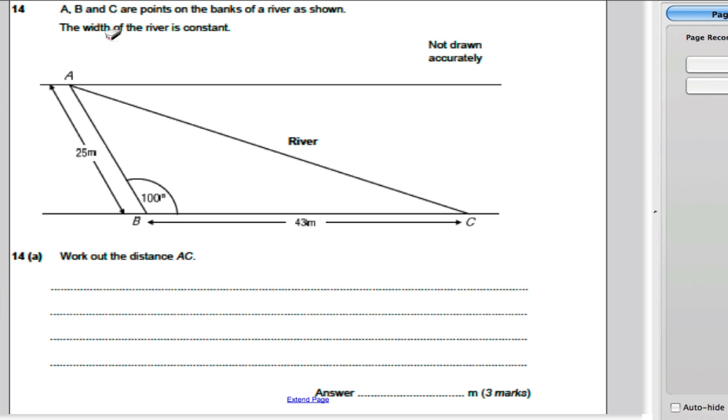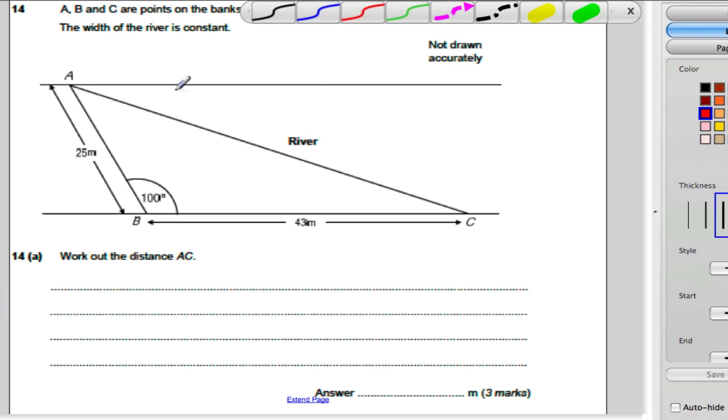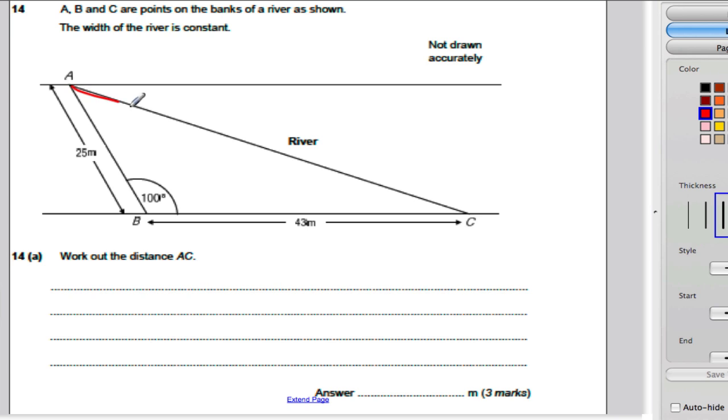Question 14, we've got ABC on the banks of a river. The width of the river is constant. Work out the distance AC. So we've got a triangle here. It's not a right angle because we've got 100 degrees in it, and we've got two of the sides. We're wanting to work out the distance AC, which is this one here.